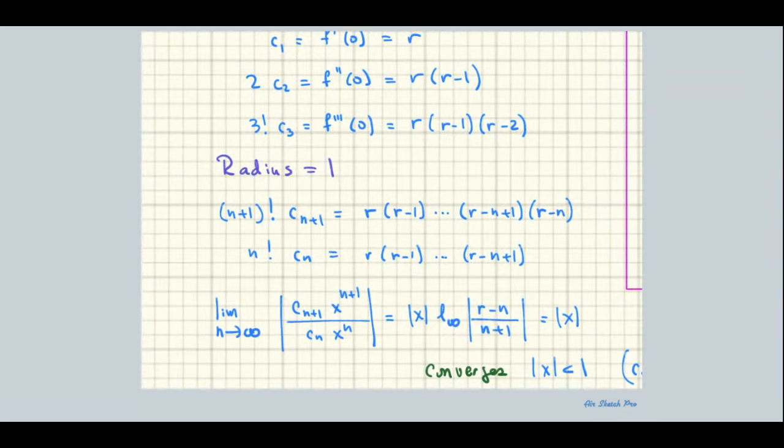Now, to be able to see the radius, I went ahead and I wrote the n plus first coefficient term, just in the same form. When we get to looking for the coefficient of the n plus first term, that's going to be n plus 1 factorial times n plus 1 terms, right? And since it's n plus 1 terms, I'll end up at r minus n. Because I ended up with 1 less then, right? 1 less than n plus 1 is n. And the one before that was like r minus n minus 1.